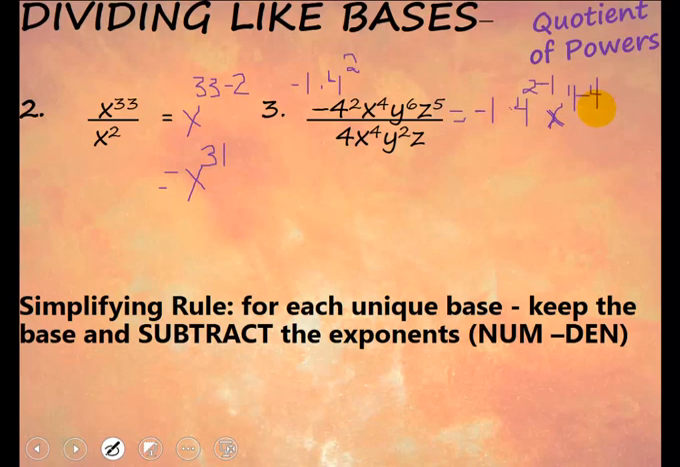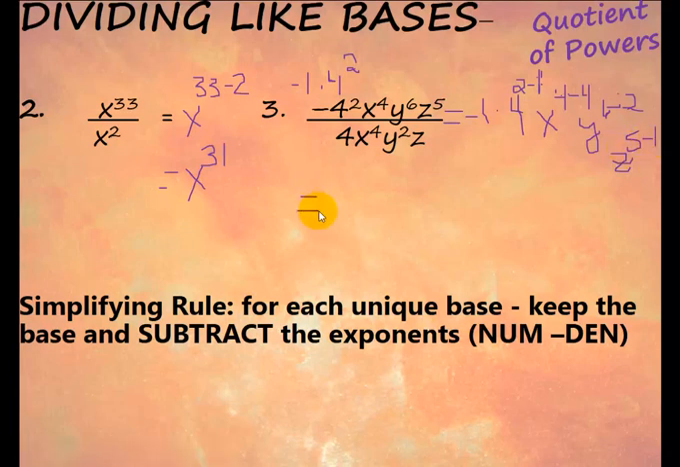And then y to the 6 minus 2. And z, oops, I need to erase this. Let me try again, get it in there to fit. So I have negative 1 times 4 to the 2 minus 1, x to the 4 minus 4, and then y to the 6 minus 2, z to the 5 minus 1. So here's what I get. Negative 1 times 4 is negative 4, x to the 0, y to the fourth and z to the fourth.